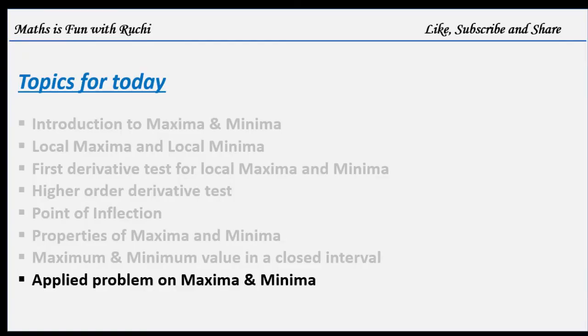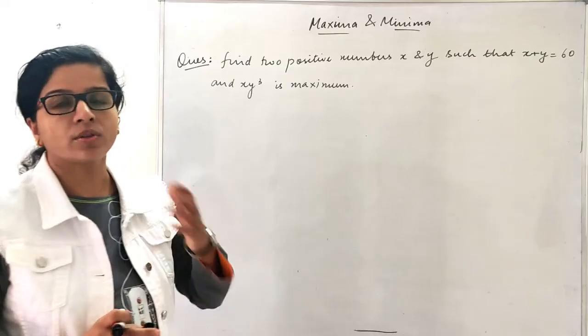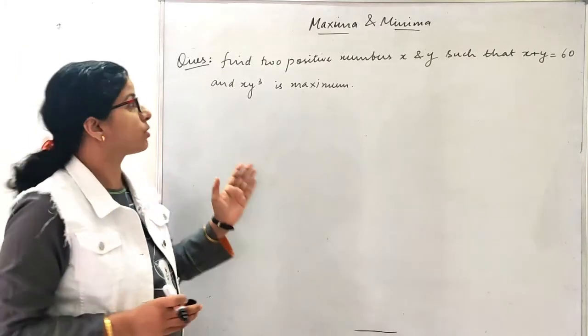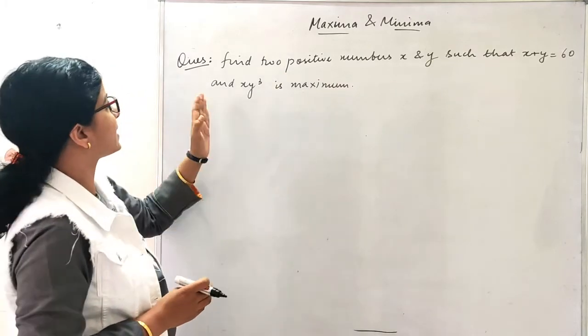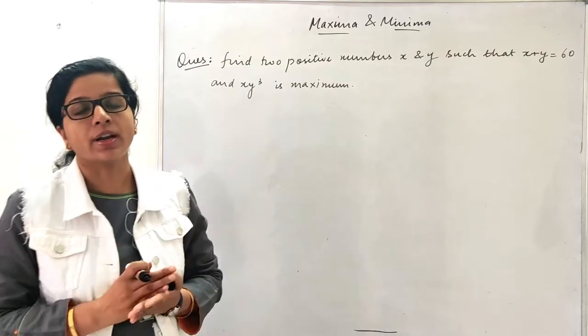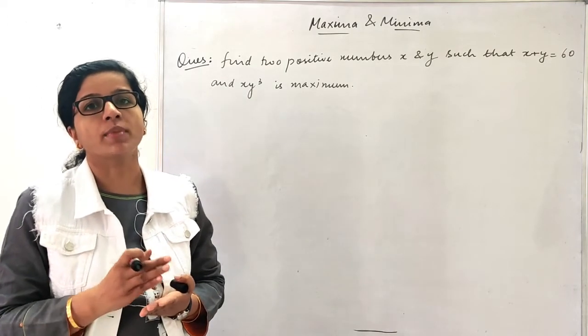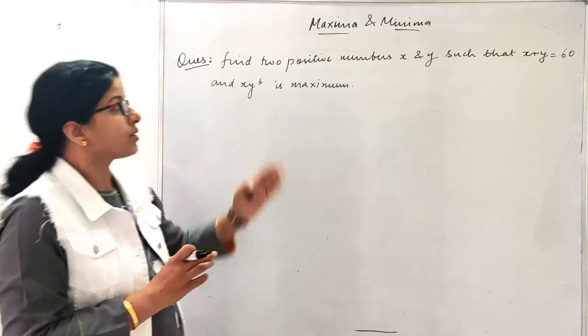So next topic is applied problems on maxima and minima. So let us have a quick look at the formulas. So guys, let us look at these questions. Find the two positive numbers x and y such that x plus y is equal to 60 and xy^3 is maximum. These types of questions on applied problems on maxima and minima come for 6 marks in different codes. Okay, so let us check this.